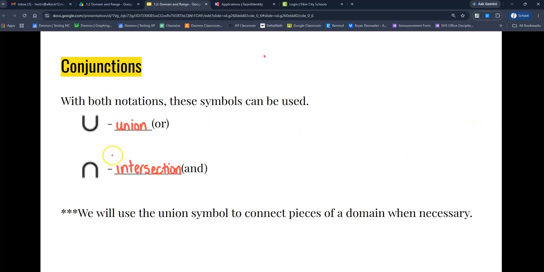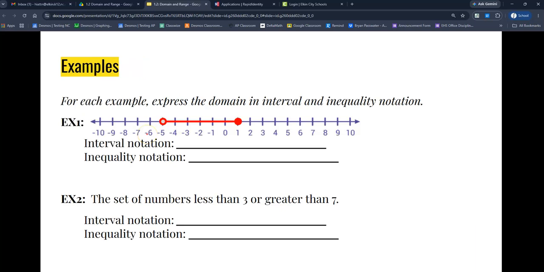But the one that we're going to use the most here is union. We're not really going to see intersection a whole lot. It's going to be mostly union. I just wanted to put them both here because we might see them later, and you'll know the difference. Okay, so we're going to try to do a couple of these before we go, and then it'll be about time to pack up. So these are just number lines.